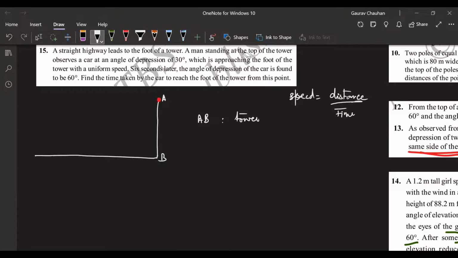Straight highway. Now this is my highway. Let XB be my highway. XB is my straight highway, going directly to the foot of the tower. Very interesting highway that is. Now somewhere there is a car here at point C. C is the initial position of the car.